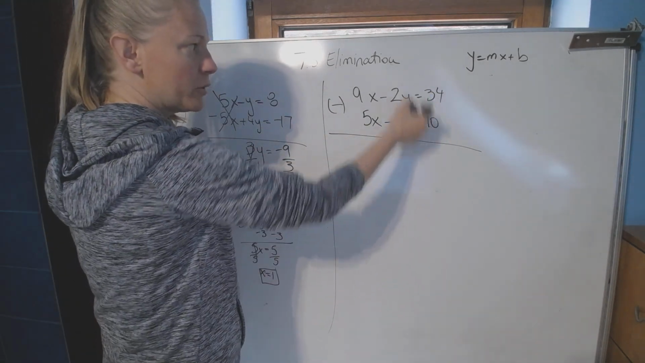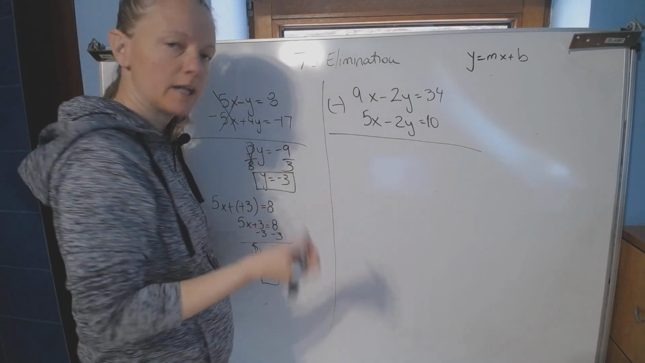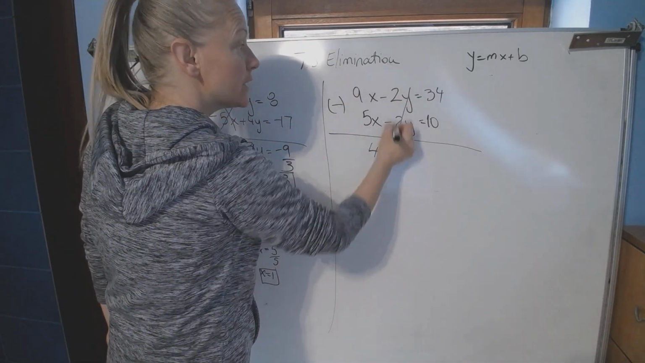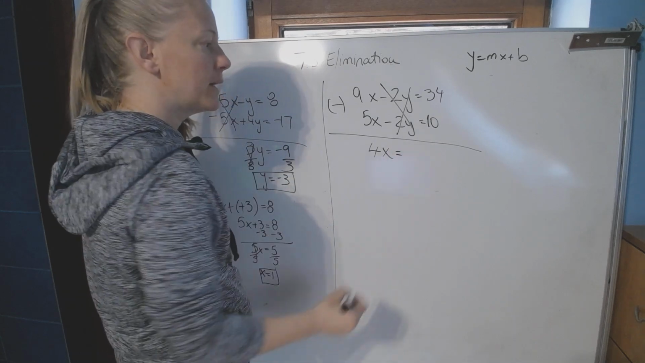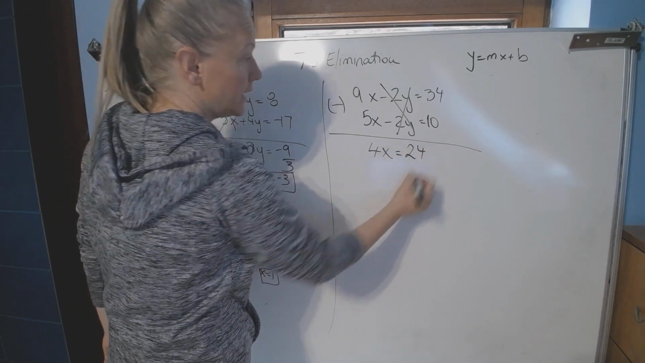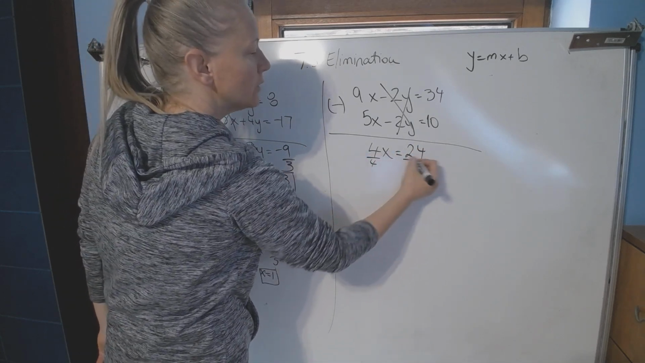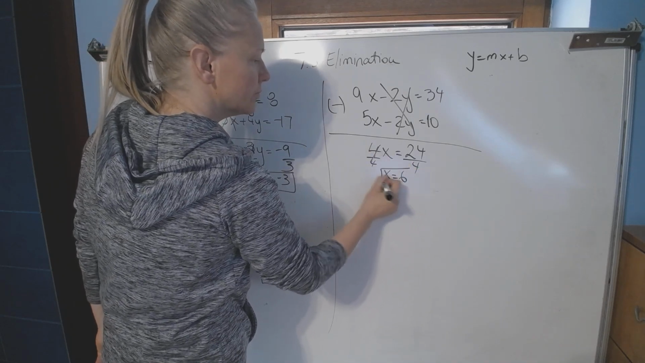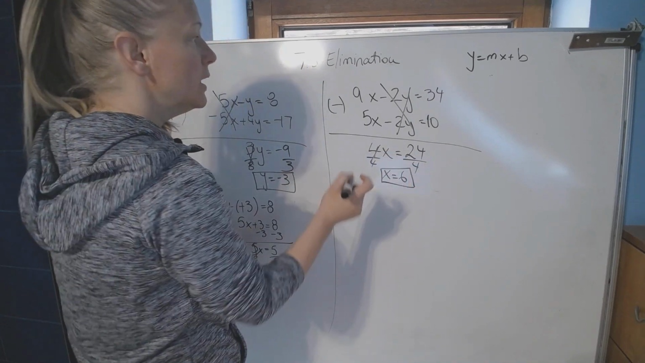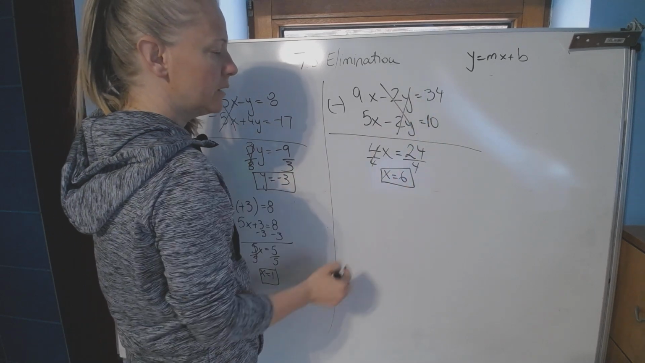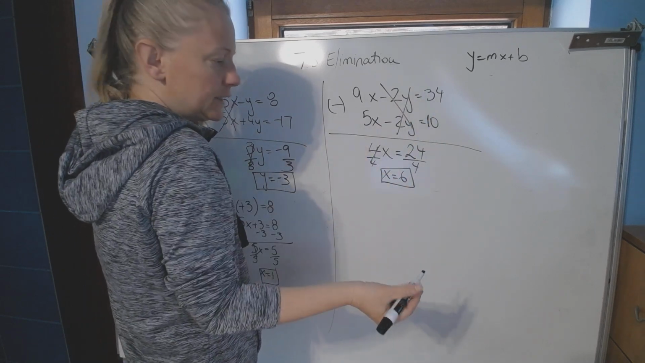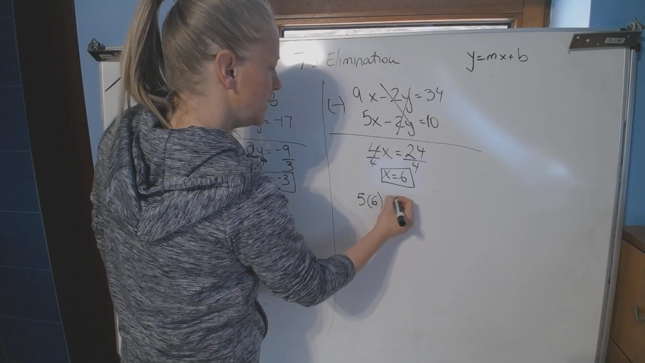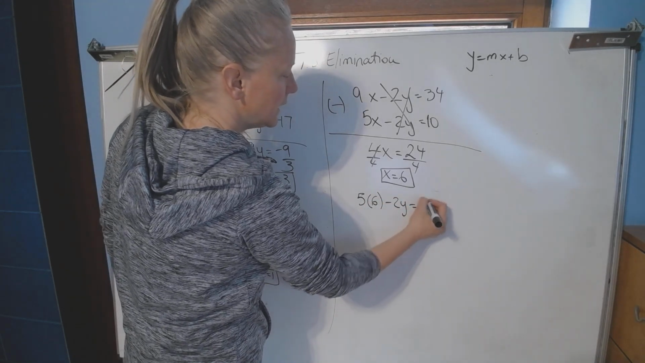Y has the same coefficient, same sign. We're going to have to subtract. 9 minus 5, 4x. These are gone, equals 34 minus 10, 24. This is actually a nice one. Divide the 4 out. X equals 6. These are the nice elimination ones. Then I'm going to come back and plug in either one I want to. I'm going to use this one because it just has smaller numbers. 5 times 6 minus 2y equals 10.